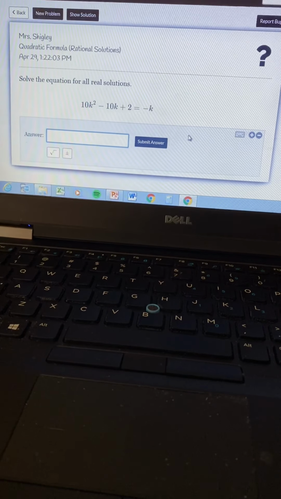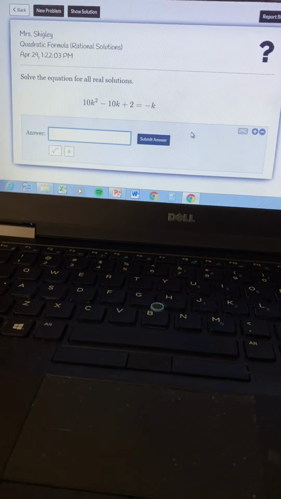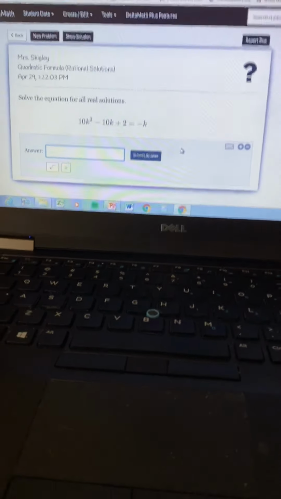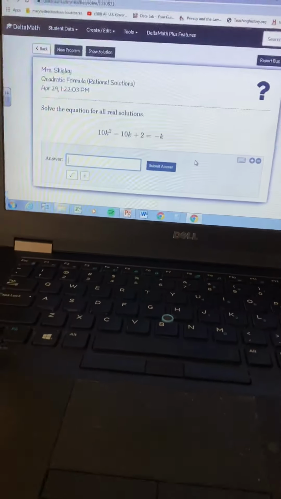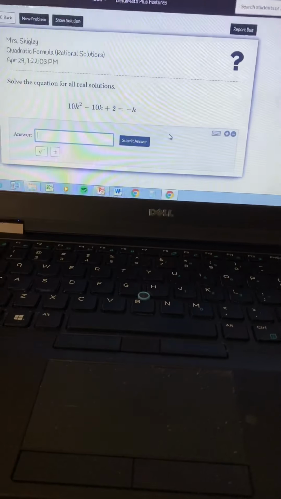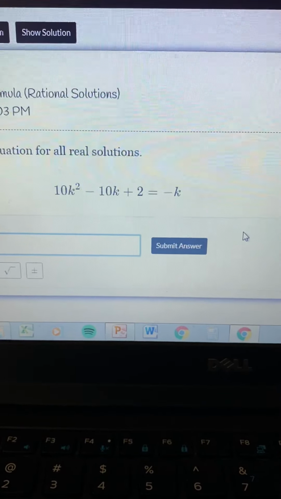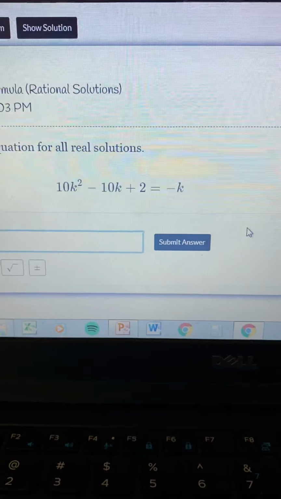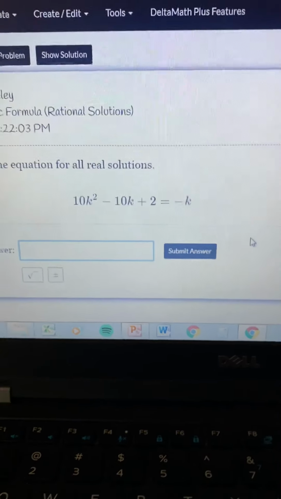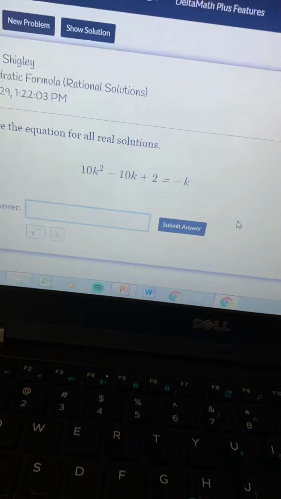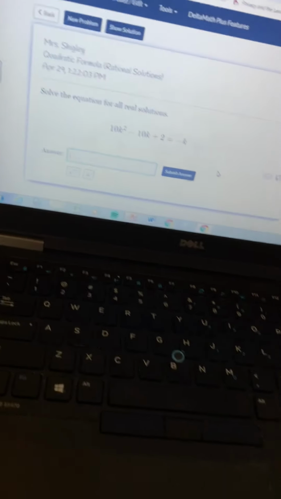But I just wanted to walk through the solution process with you guys, just so you can see how one's done, so that if you are having a difficult time with it, this might help. Okay? All right, so we have this problem here, and it's 10k squared minus 10k plus 2 equals negative k. So I'm going to write that down as soon as I get my pen open here.